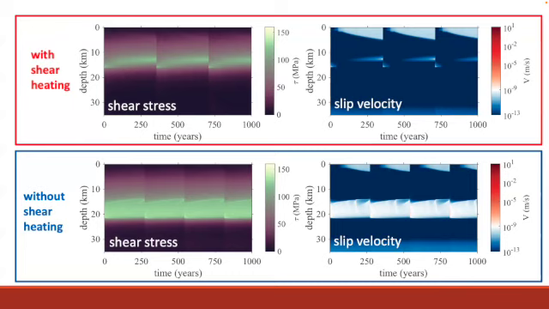And the recurrence interval is quite different between these models. In the one with shear heating, the recurrence interval is 360 years, while in the one without shear heating, the recurrence interval is 270 years. So in this particular case, the inclusion of shear heating leads to a very different interseismic period, as well as very different earthquake cycle characteristics.